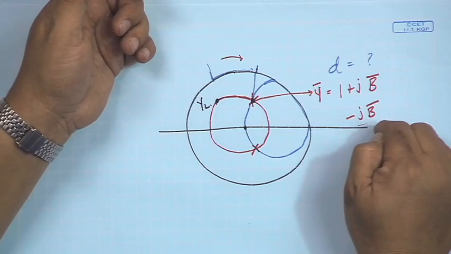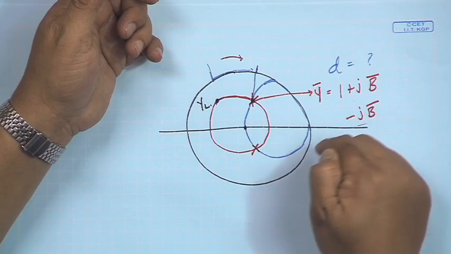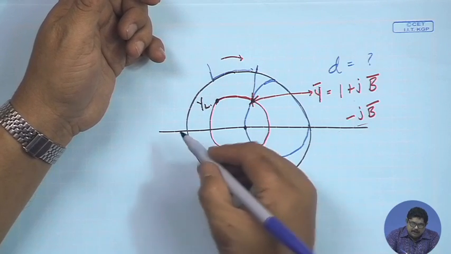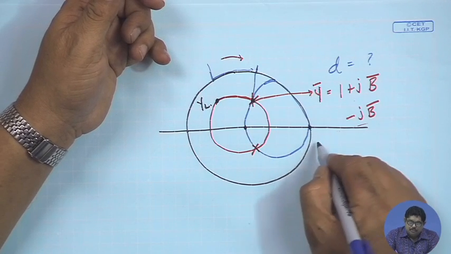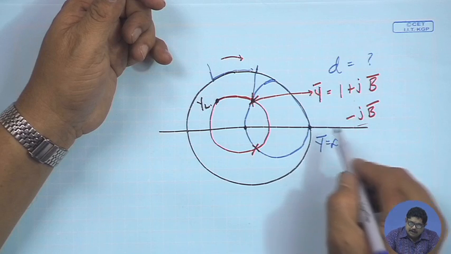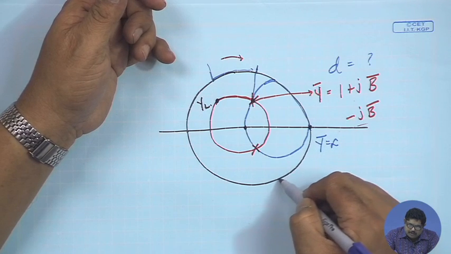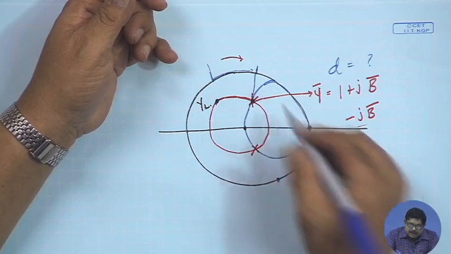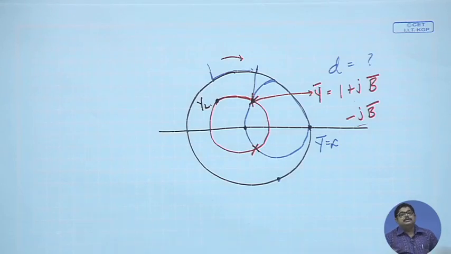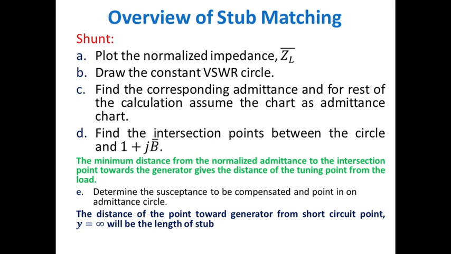Now, how can you do that? Minus jB bar means, let us say, you have a short stub. Short means what? In the admittance Smith chart, this is your short circuit, where y bar is equal to infinity. From here, now find out where your minus jB is. So, this much length, again reading from the periphery, you can find out what is the length of the stub. So, all the steps are given here, whatever we have learned from the Smith chart, you can just follow these steps.